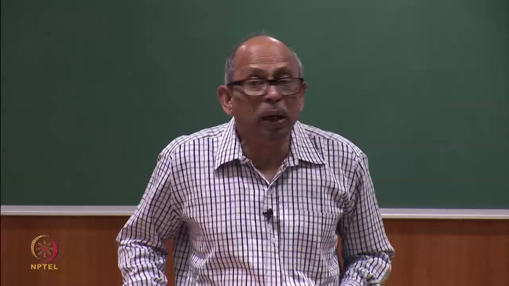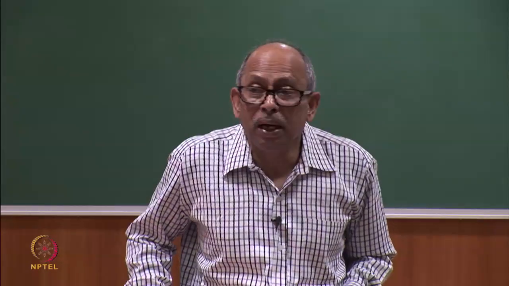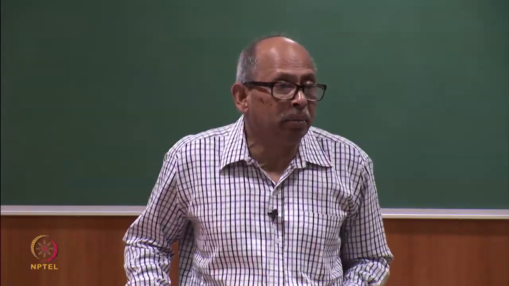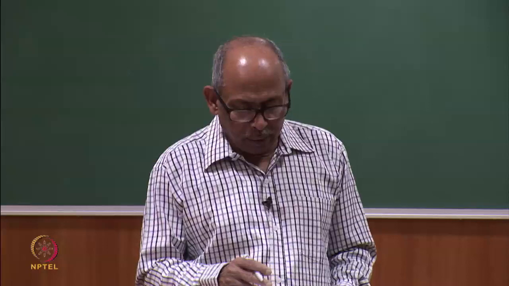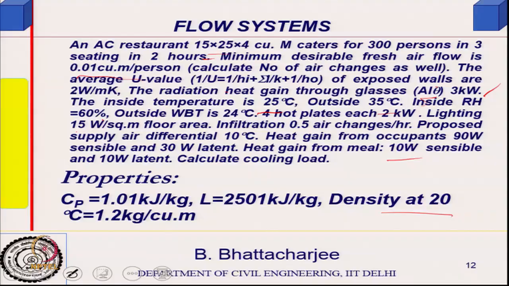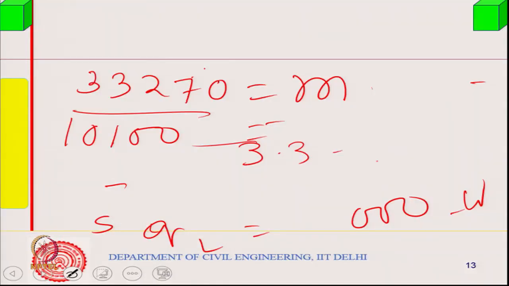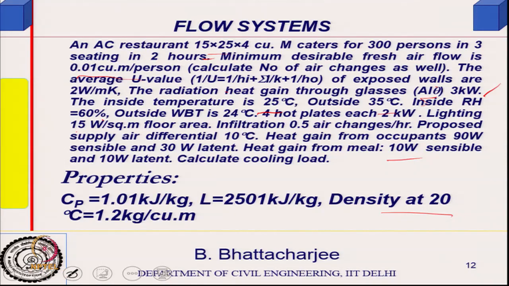Now, out of this you require a minimum fresh air supply for hygienic requirement, and that is given as 0.01 cubic meter per person, that is given in the problem. So, if I have 100 persons, then this will be 0.01 multiplied by 100, that many cubic meters per second, or per hour, whichever it is given.